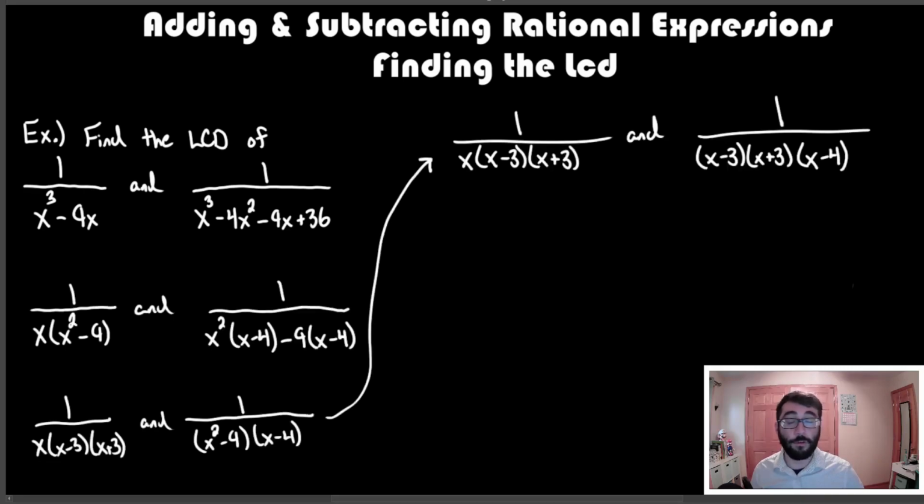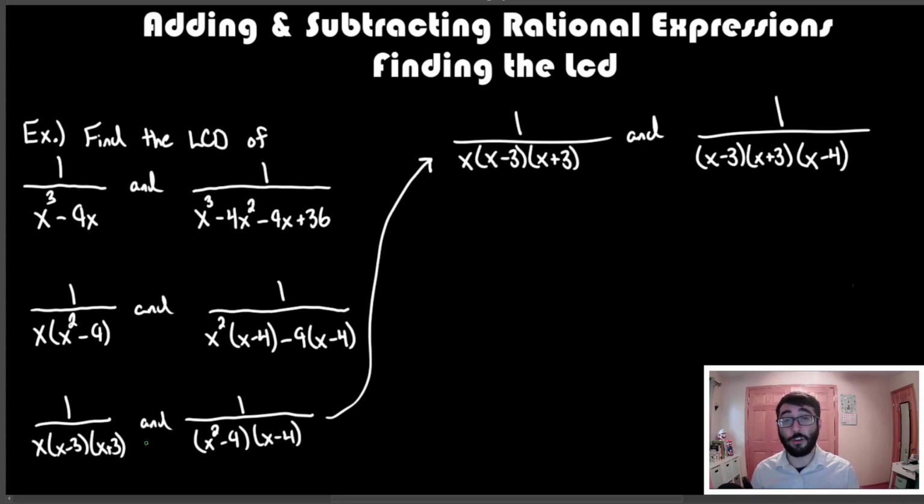In the first fraction's denominator, we should first take out a greatest common factor of x, and then we should notice that there is a difference of squares. So the first fraction's denominator factors down to x times a quantity of x minus 3 times a quantity of x plus 3. So it has three factors. It has an x, it has an x minus 3, and it has an x plus 3.